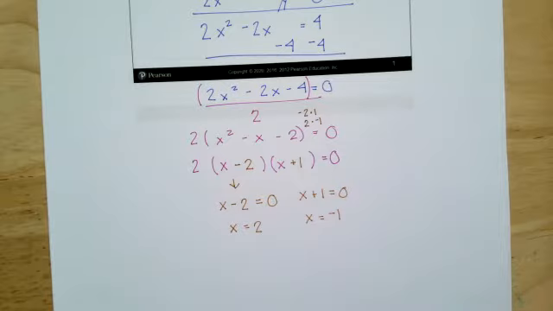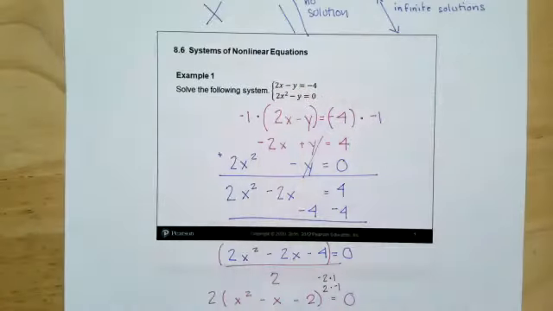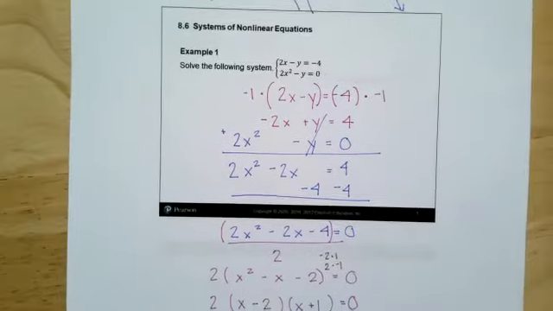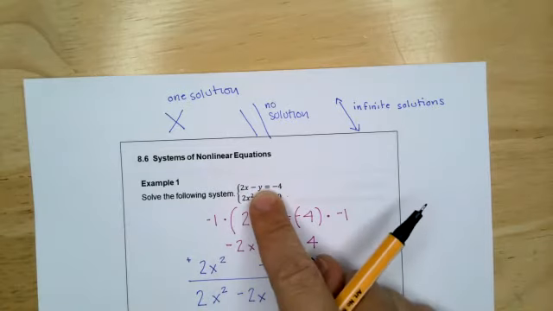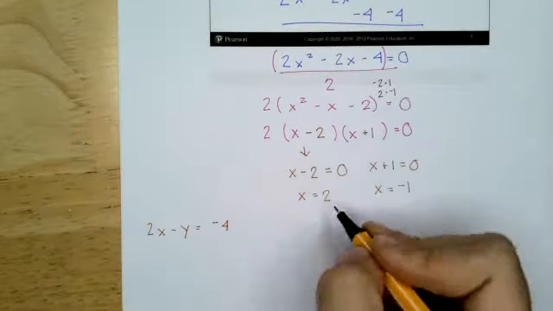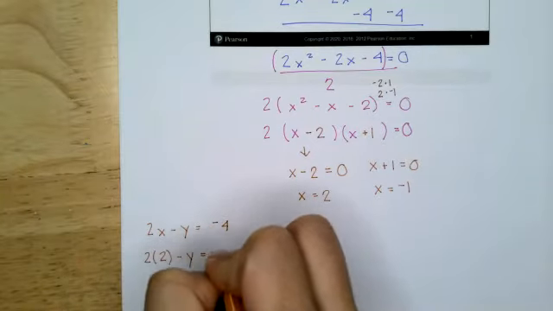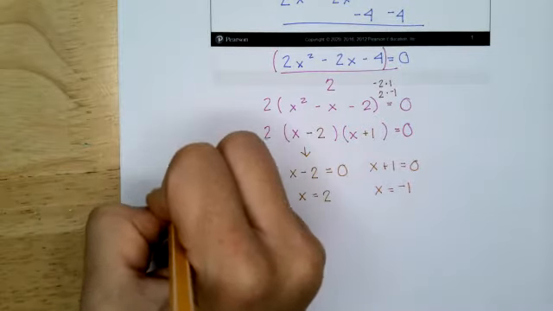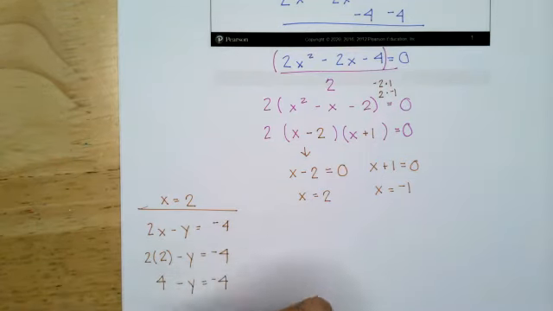So we have two different answers. We want to find points that they intersect. So we're going to take those x's and we're going to put them back into one of the two equations to find their y values. Does that sound okay? So I'm not going to use the one with the x squared. It's going to be easier to just use the one with a plain x. 2x minus y equals -4. Good. When x is equal to 2, 2 times 2 minus y equals -4. Sorry, this is x is equal to 2.